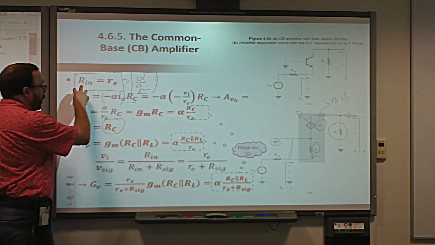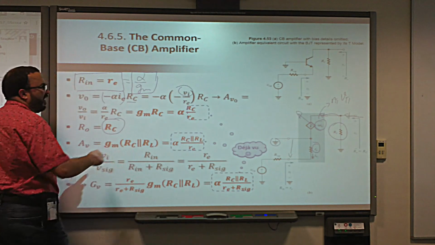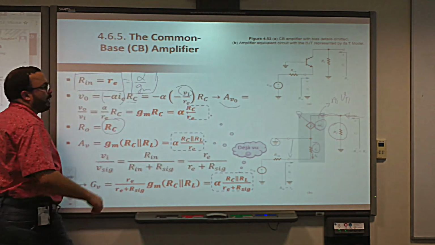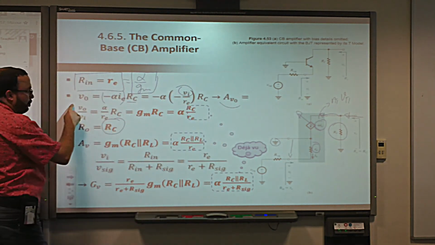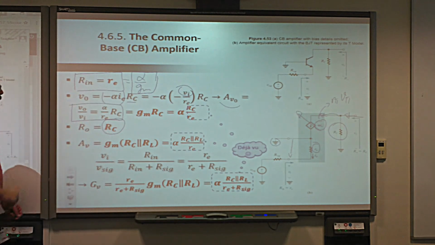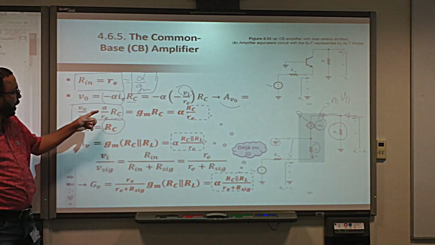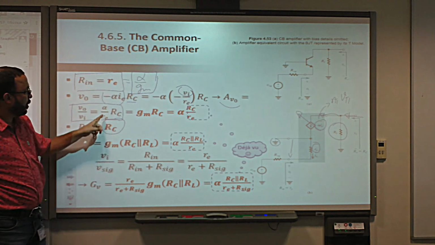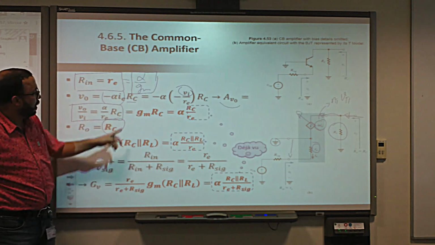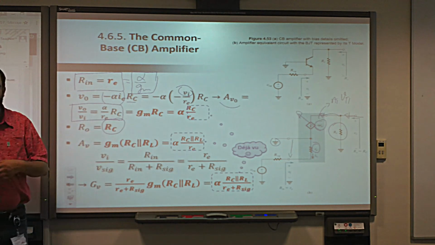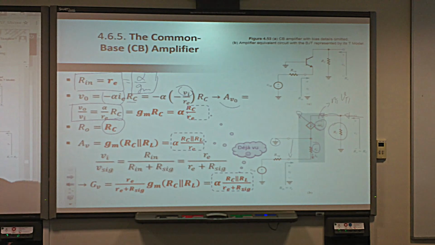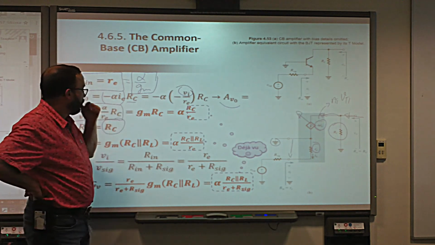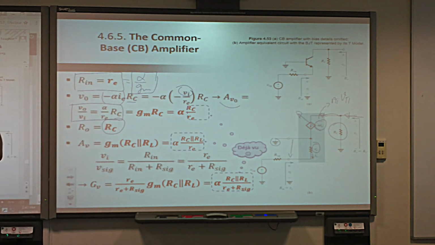So this voltage divided by this voltage, which gives me A_V0, is going to be alpha RC over RE, which is going to be this one. And of course, alpha over RE is going to be equal to GM, yes or no? So I replace that. So it's going to be GM RC, exactly the same gain as the common emitter, but without the minus. Very good. Now, so that's it. It's the same. So there's no need to repeat.